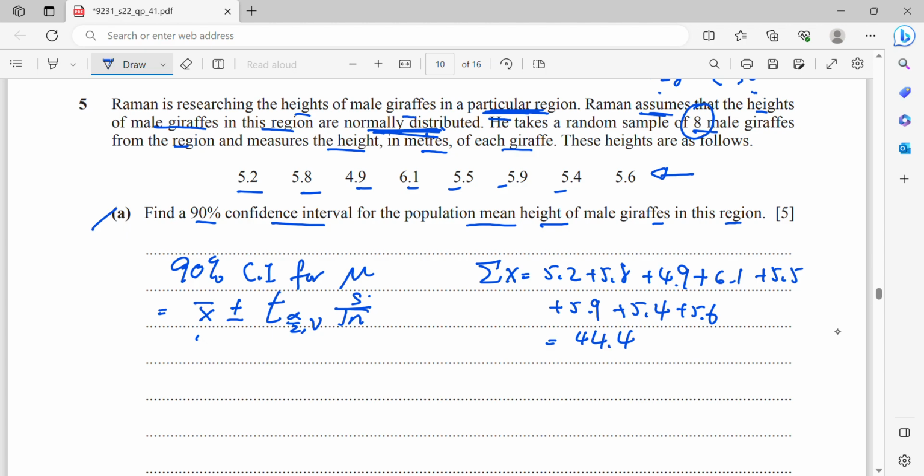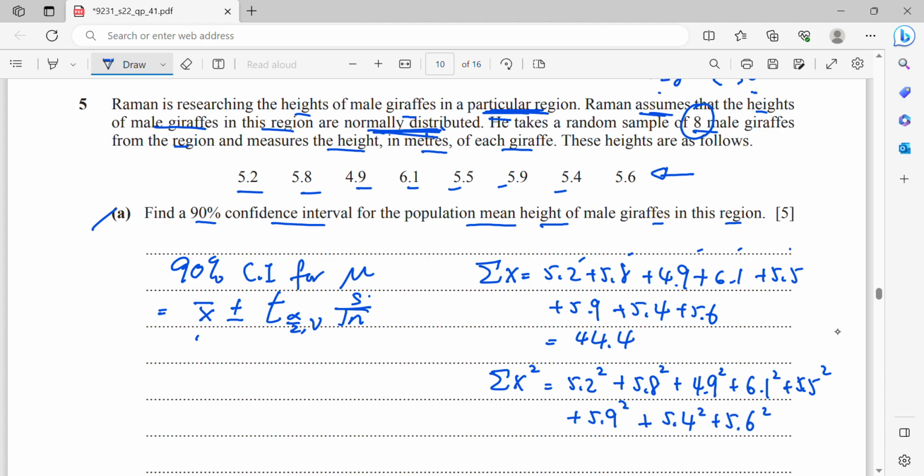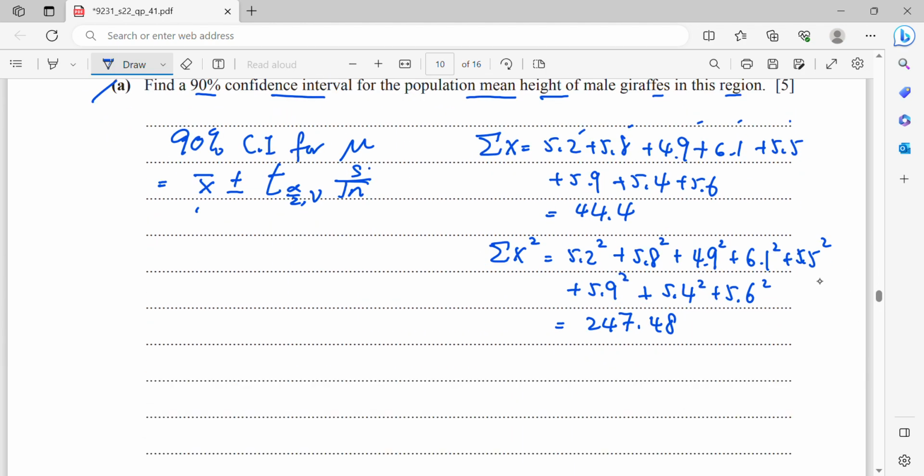Okay, then the next calculation is summation x squared, which is you square each of these. Right? So 5.2 squared plus 5.8 squared plus 4.9 squared plus 6.1 squared plus 5.5 squared plus 5.9 squared plus 5.4 squared plus 5.6 squared. Then at last you will be getting 247.48. Okay, so from here I will get my x bar.